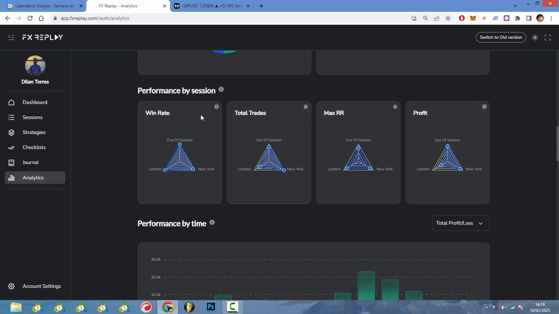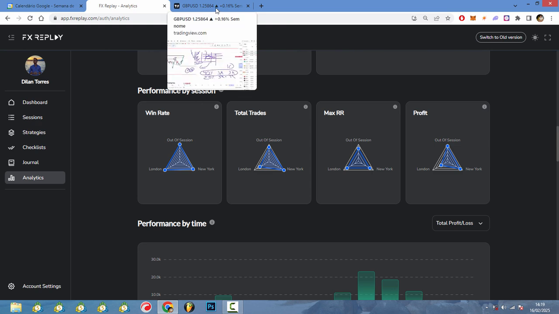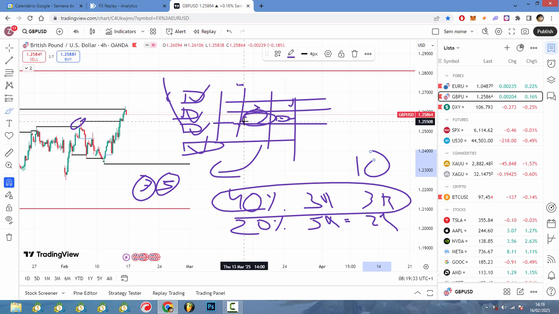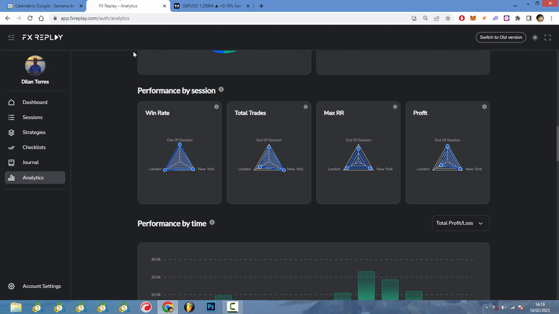Then performance by session. These are things you can check on FX Replay. It's super good. It's still not enough to go into every single detail. You should definitely try to do it in an Excel spreadsheet, like I said, to get those tiny details that will possibly make a lot of difference. But here is already a good start, if you don't want to do a lot of work, and if your Excel skills aren't that good.